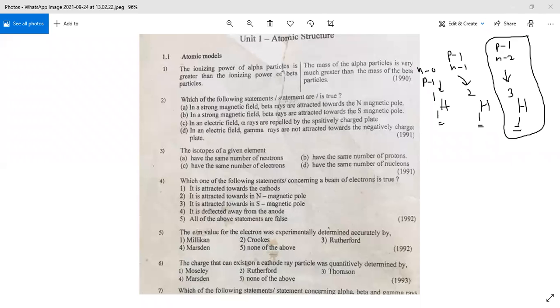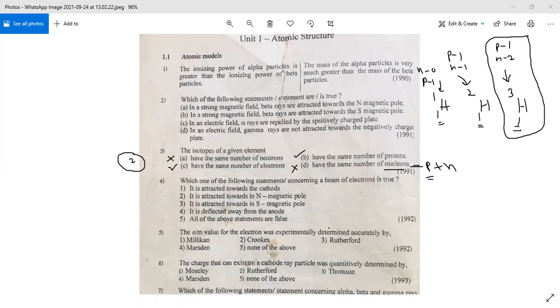However, this is isotopes. They have a different number of neutrons. A is wrong. Same number of protons, correct. Same number of electrons, yes, they are the same element, so yes. Have the same number of nucleons? Nucleons means proton number plus neutron number. No, even though the proton number is the same, the neutron number varies. So the nucleon number is different. The answer is B and C, which means answer 2.